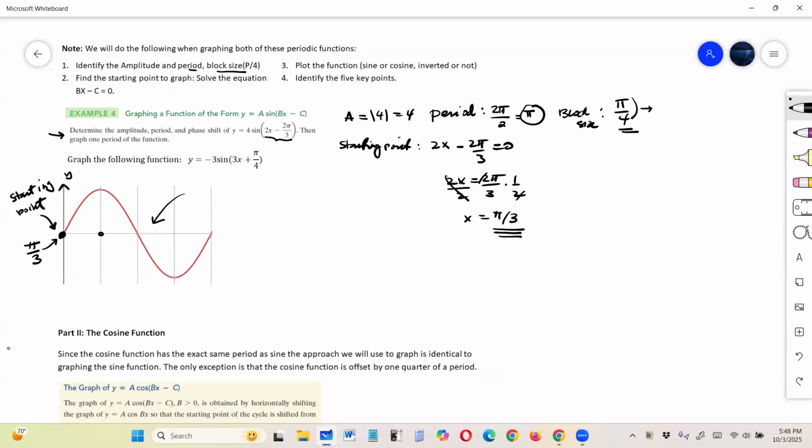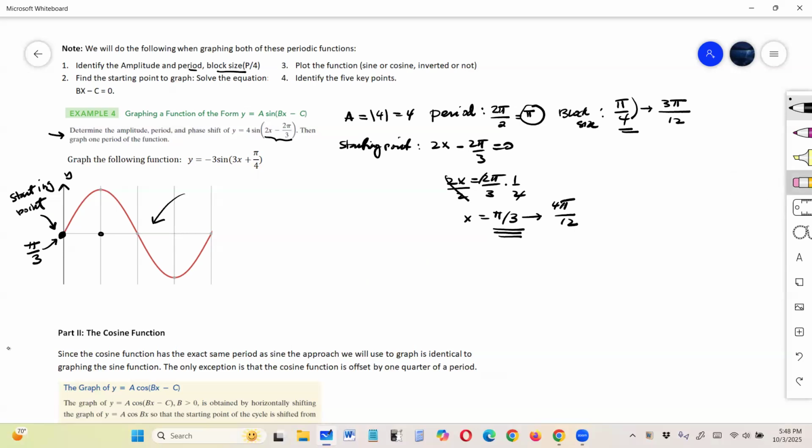So pi over 4 is going to become 3 pi over 12. That is the block size, right? 3 pi over 12 is 2 pi over 4. And pi over 3 is 4 pi over 12. All right, so 4 pi over 12 is still pi over 3. And pi over 4 is still 3 pi over 12. Okay? Now, Professor, why are you doing this?